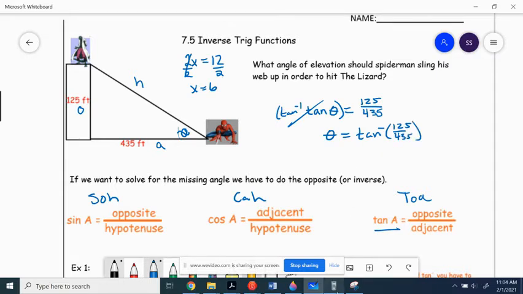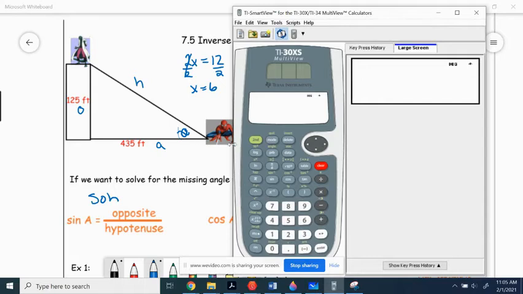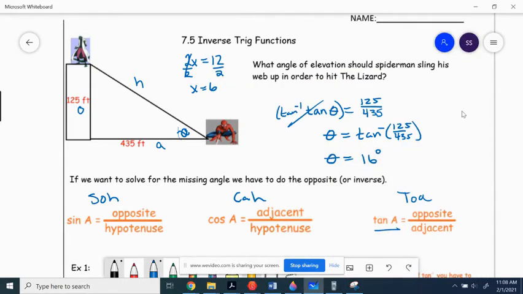So I'm going to pull up my calculator here. To access the inverse functions, we need to hit the secondary key. So we're going to do the inverse of tangent. And we'll hit our n over d key. That's our fraction key. And we're going to do 125. Click our arrow key down to get into the denominator. And 435. Press enter. So to answer our question here, what angle of elevation should Spider-Man sling his web up in order to hit the lizard? Looks like 16 degrees.